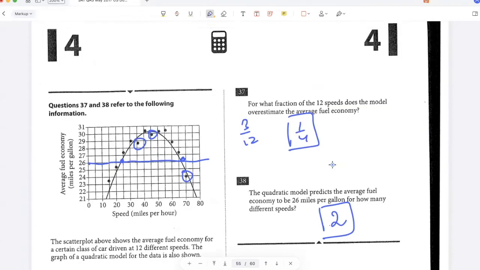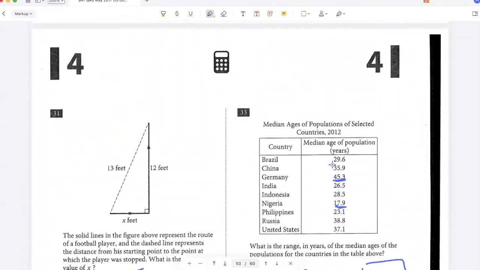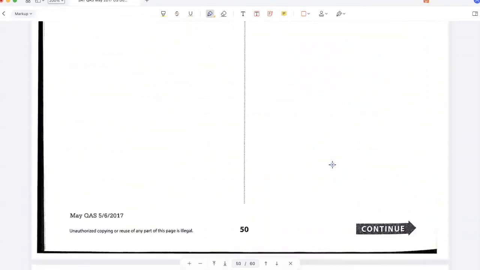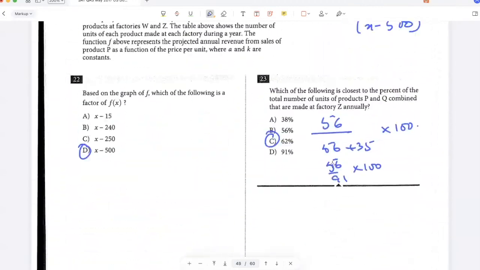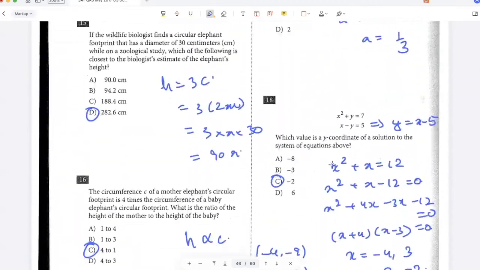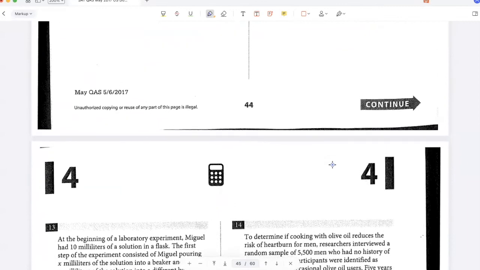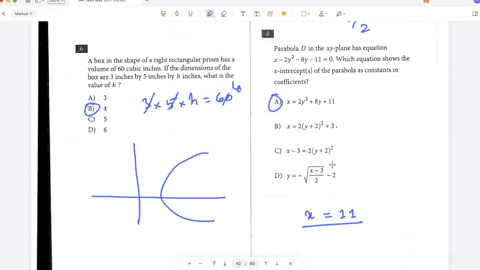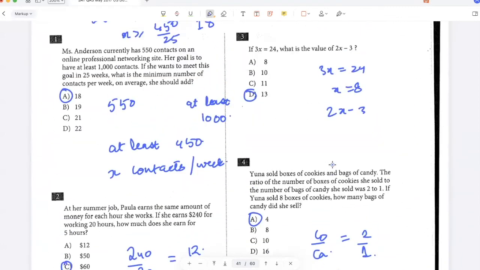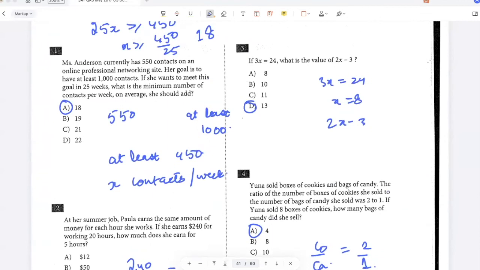Okay, so that was the calculator section. Let's grade it. Question 1. Yeah, I have the answer key here.